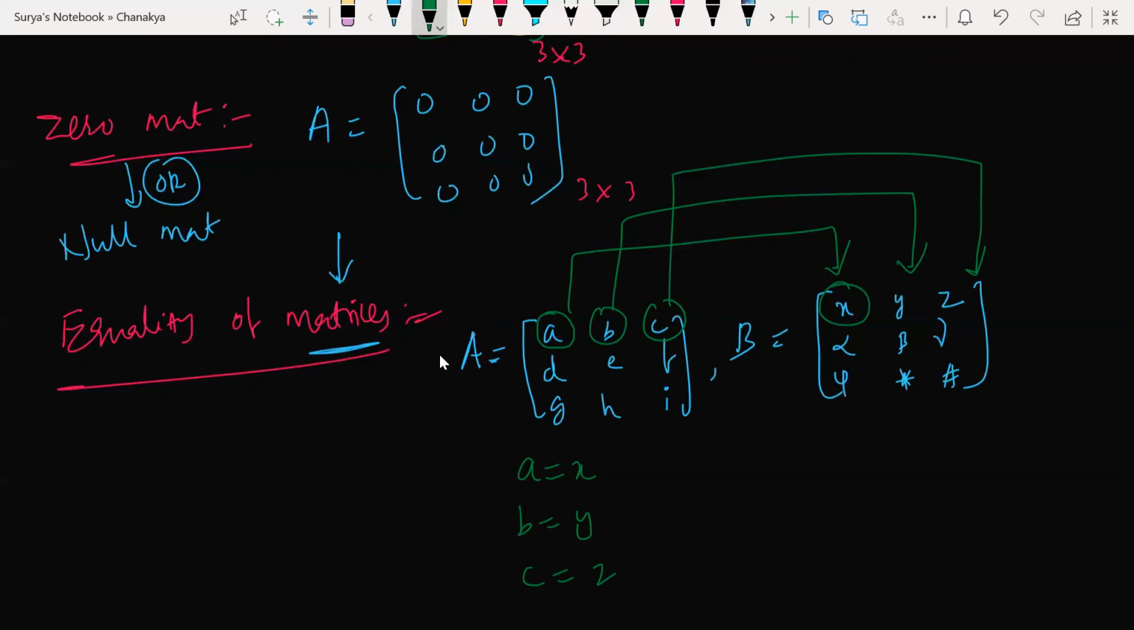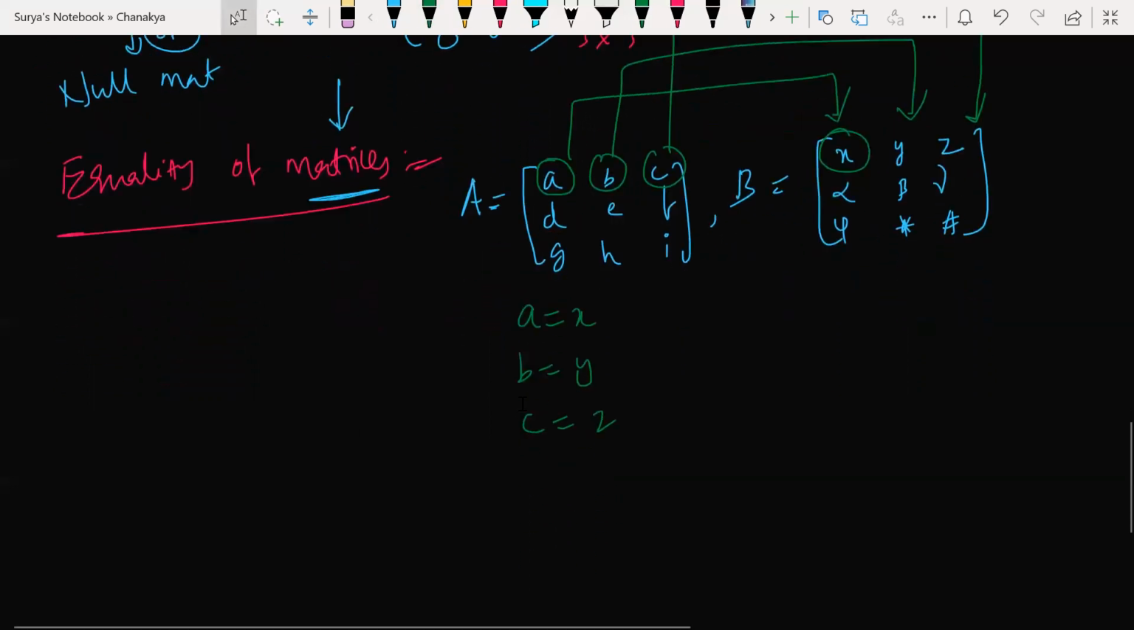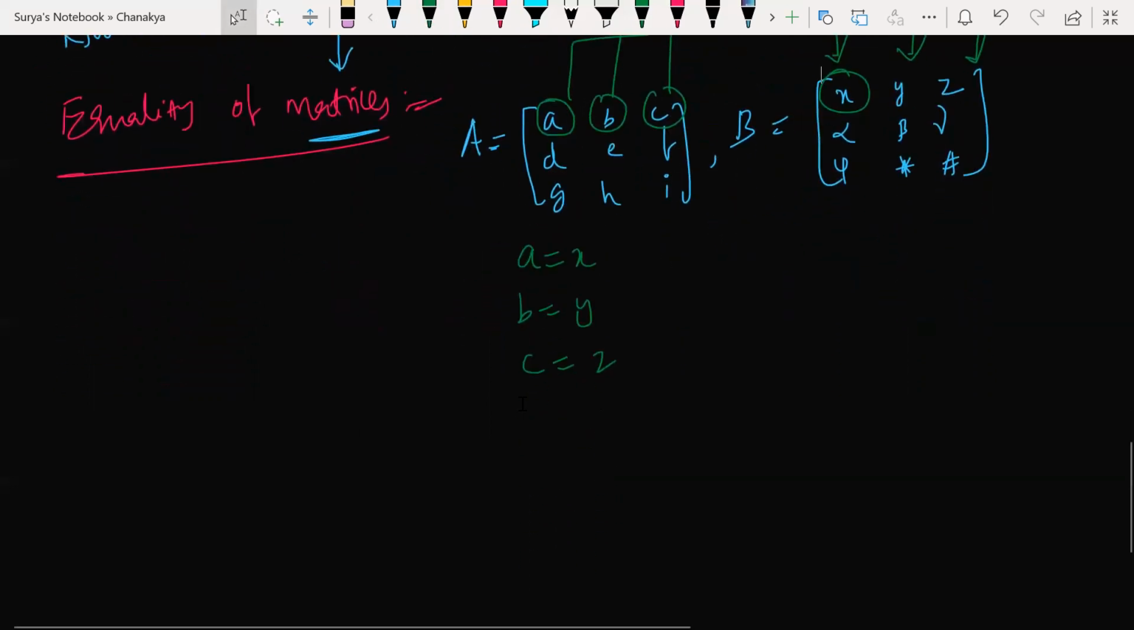That is how, if I equate like that, we call it equality of matrices. Two matrices A and B of the same order are said to be equal if each element of A is equal to the corresponding element of B. All right, equal matrix is nothing but what? The corresponding element of A is equal to the corresponding element of B. You understood my point? Clear?